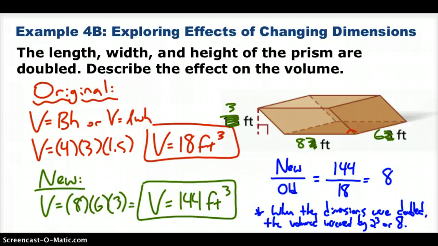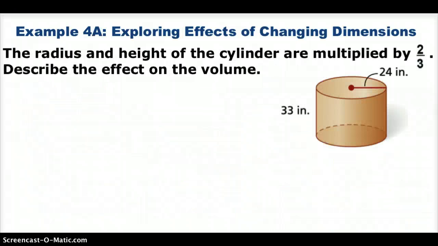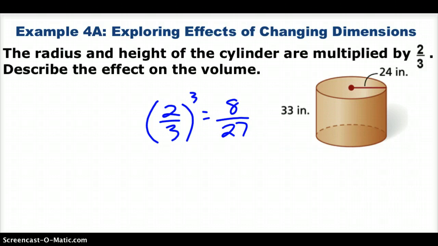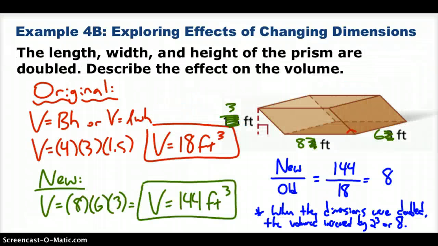Now this will also work the same way for cylinders. If I look back on a previous example that I chose not to go through: if the radius and the height of the cylinder are multiplied by 2/3, the volume would be affected by 8 over 27. Again, we just kind of have to see this particular relationship when we're working with either 3-dimensional figures or 2-dimensional figures.